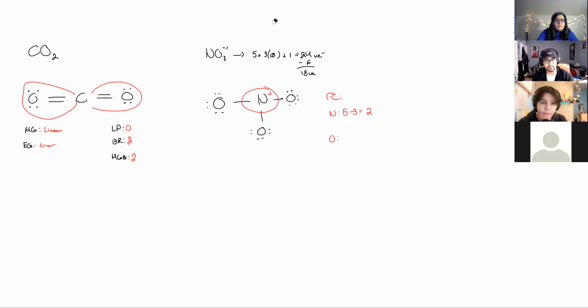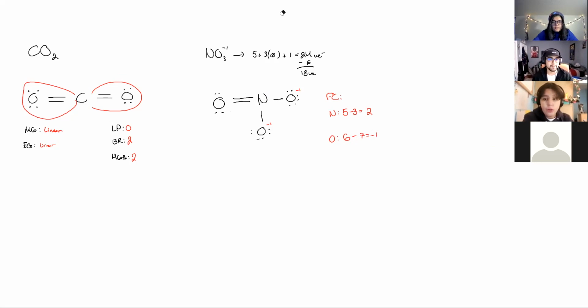Let me go ahead and erase that circle. And then for oxygen, 6 minus 7 gives minus 1. All of these are minus 1. So if I want to cancel out a charge, what do I have to do? I have to make a double bond. How many double bonds will I be making?